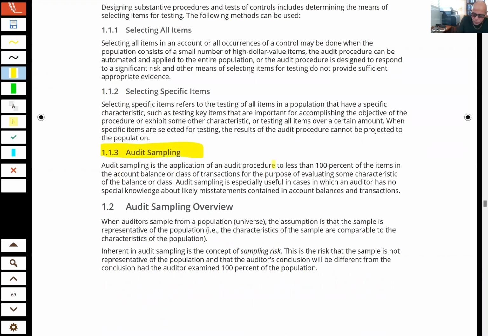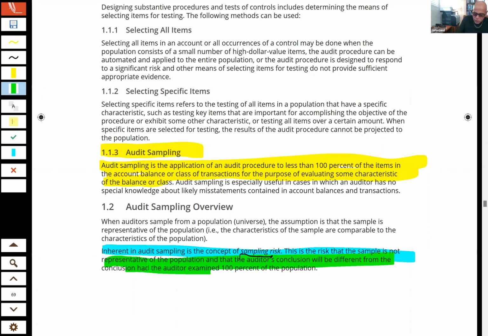With audit sampling, we're looking at less than 100% of items in a population, and that could be transactions or an account balance, whatever. But we're not going to look at every single transaction, and that is often the case. Now, they tell us here that inherent in audit sampling is the concept of sampling risk. The sampling risk is that had we been able to look at all the items in the population, we would have come up with a different conclusion than what we come up with if we are looking at the sample.